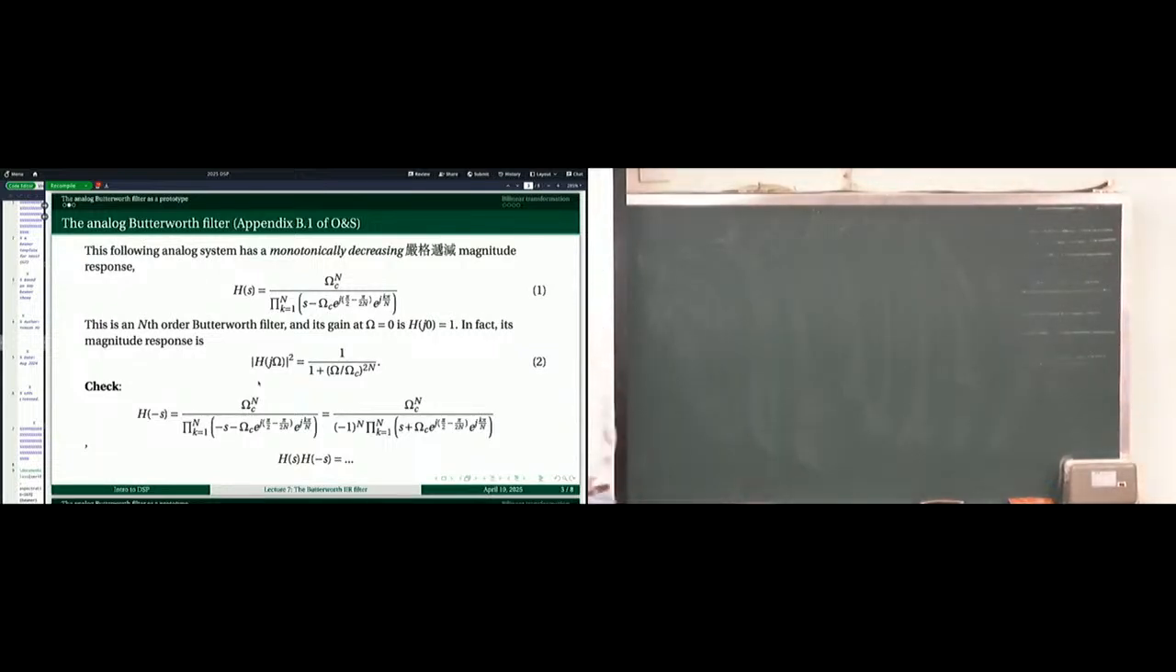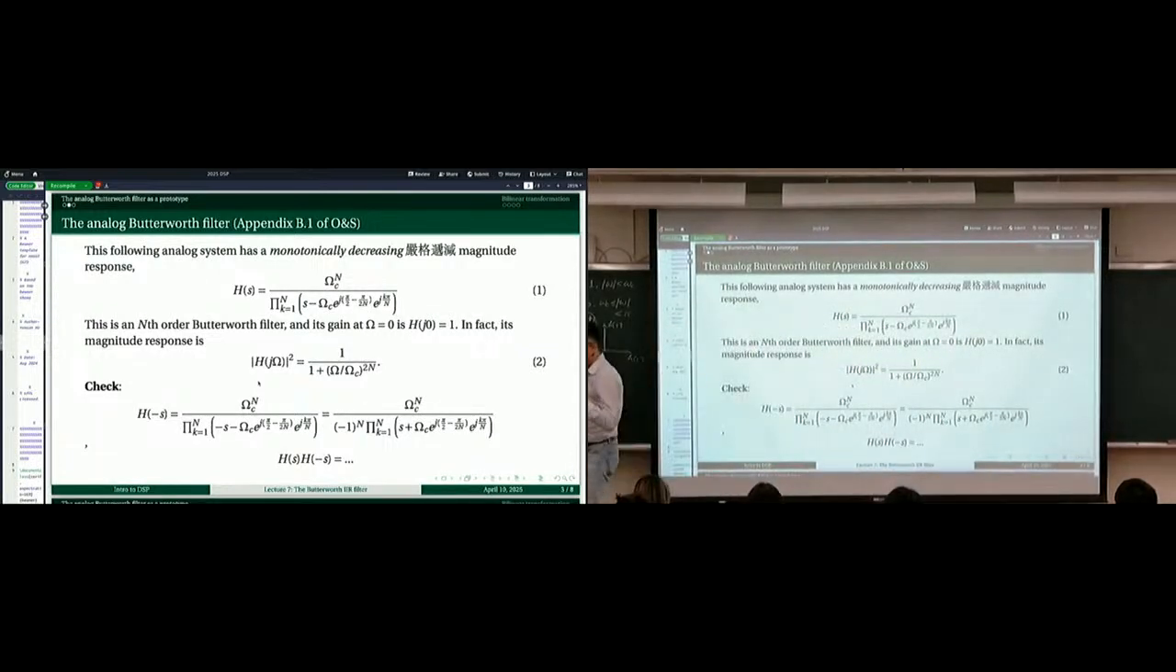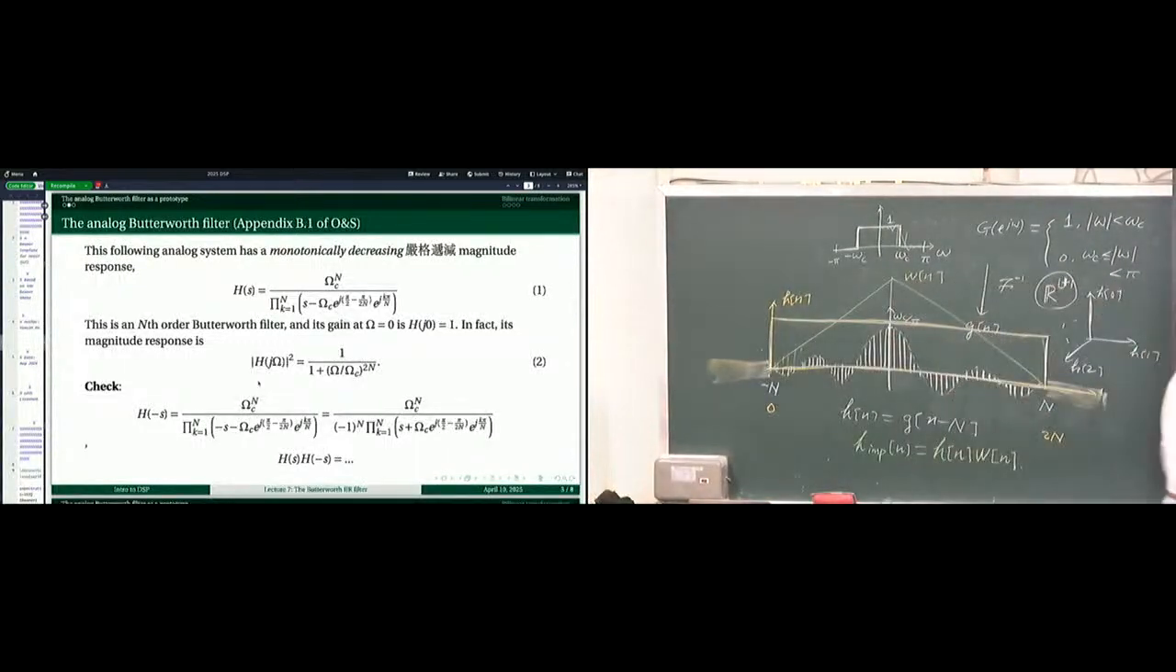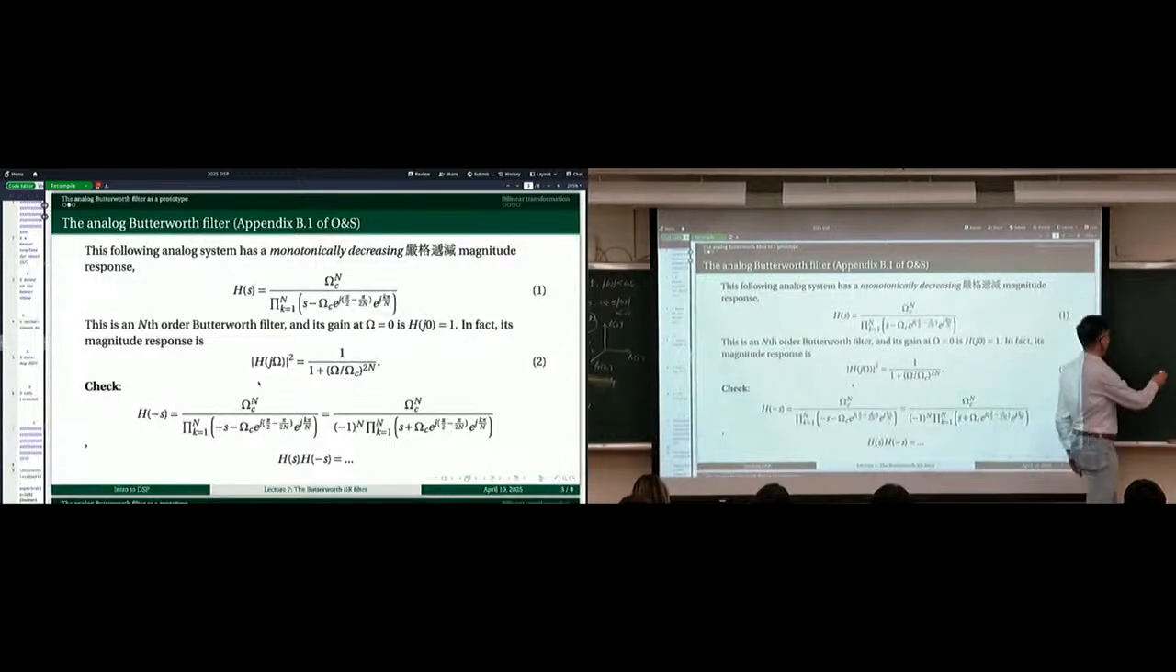So this is the prototype. There's no secret in here. Everything is just written right here on this slide. H of s. What's going on?